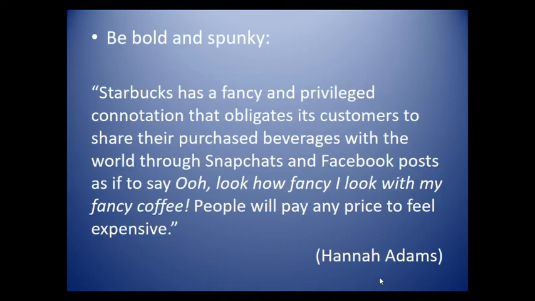I like that. Here's another one from Hannah Adams, who wrote about people's infatuation with Starbucks. She says, "Starbucks has a fancy and privileged connotation that obligates its customers to share their purchased beverages with the world through Snapchats and Facebook posts, as if to say, 'Ooh, look how fancy I look with my fancy coffee.' People will pay any price to feel expensive." Once again, no crazy hard vocabulary, but there's certainly some boldness here.